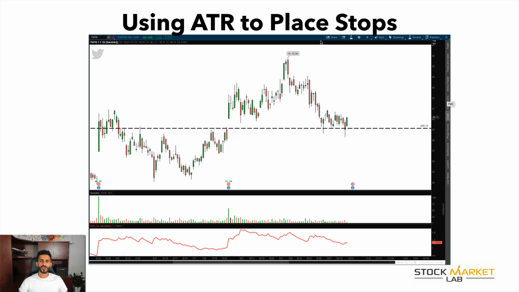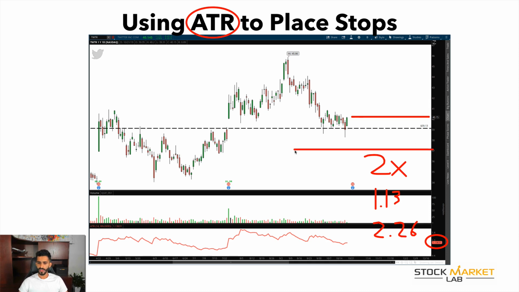Next, using ATR to place stops. So you guys can use the ATR, average true range, to place your stops. So for example, if you look at Twitter, Twitter is at 40.15. The ATR is at $1.13. So what some people do is they're like, you know what, I'm gonna put my stop 2x ATR. So since the ATR is at $1.13, that's the true range, 2x of that is about $2.26. So I'm comfortable in putting my stop a little $2.26 below 40 bucks. So that may be $37, right? That's where the 2x ATR comes in at, around 37.